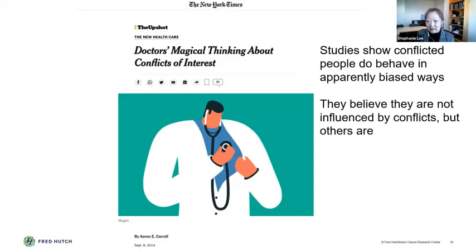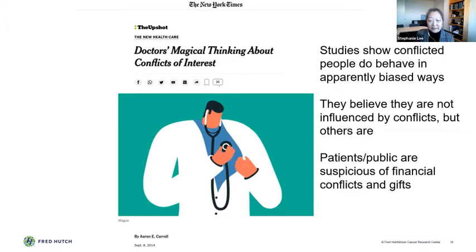Also interesting is that we all believe that we're not influenced by conflicts, but we actually believe that other people are. So we may not feel like our conflict of interest is changing anything that we do, but when we hear about our colleagues who have a conflict of interest, we think that maybe they might be acting in a biased manner. And multiple studies show that patients and the public are suspicious of financial conflicts and gifts.